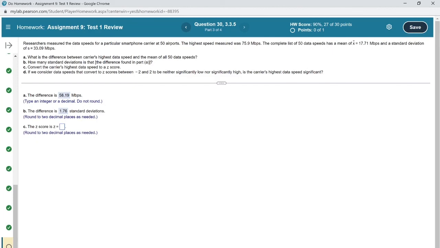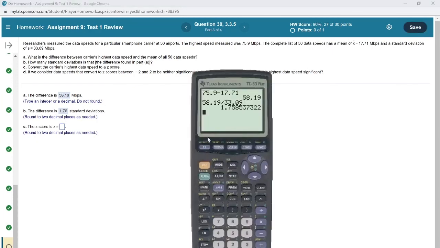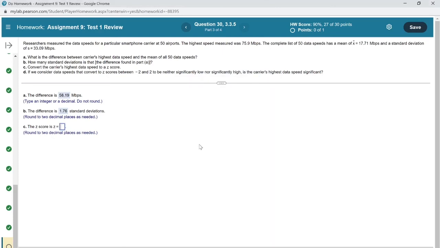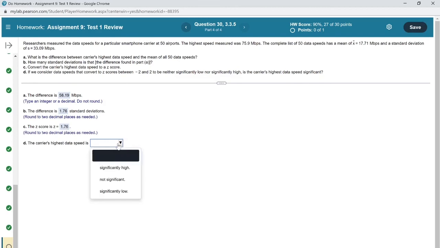So what is the z-score? Actually, whatever we found by dividing the difference by the standard deviation, that is the z-score. So the z-score is 1.76. And the carrier's highest data speed is, because the z-score is 1.76, which is less than 2, insignificant, not significant. A z-score between -2 and +2 doesn't have a significant value. So that's number 30.